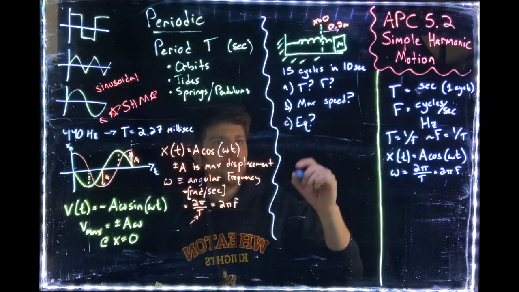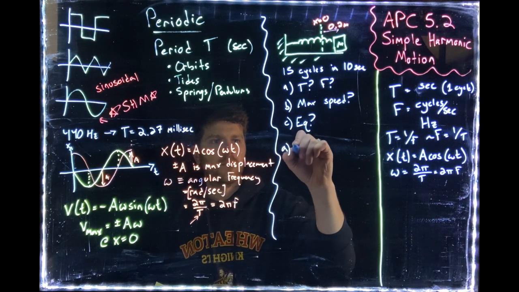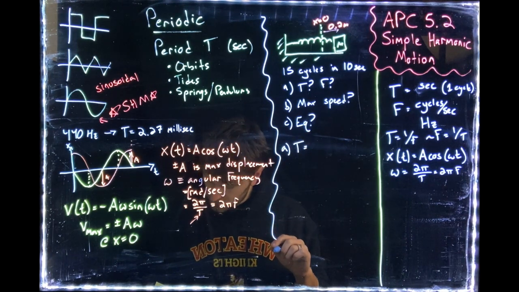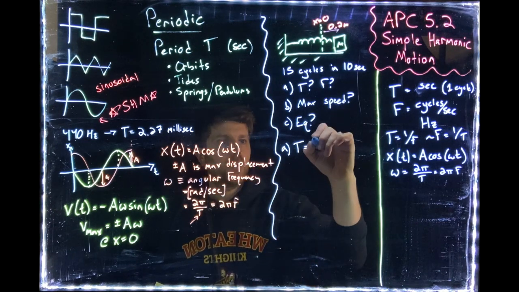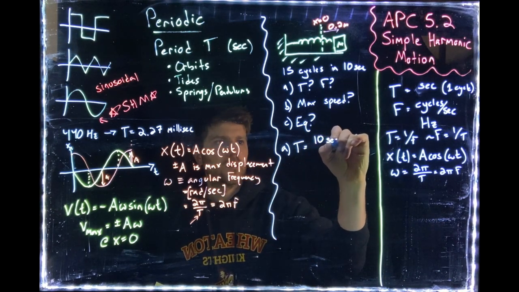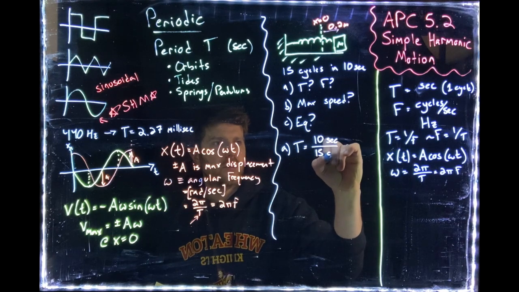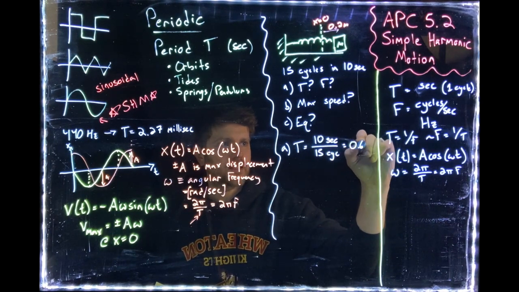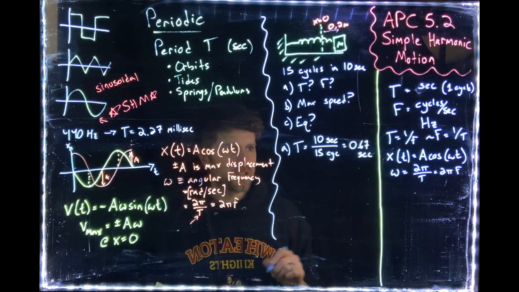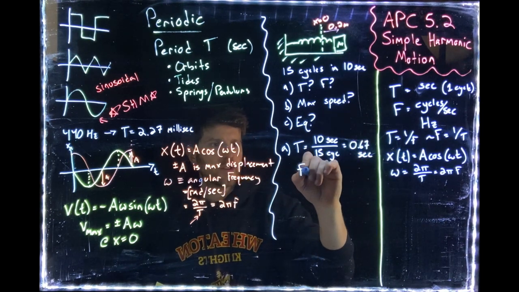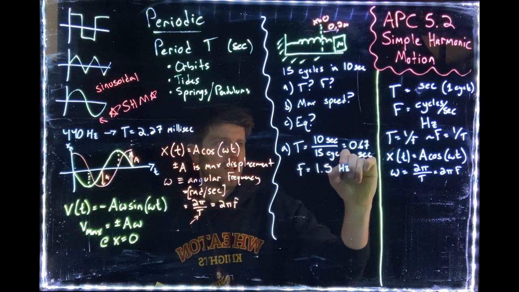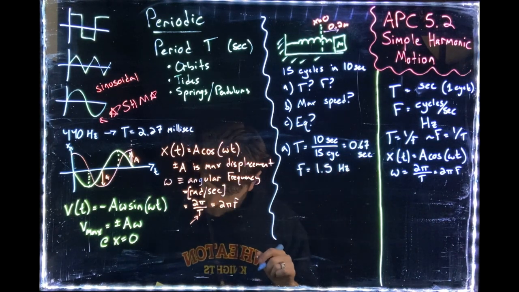All right. So to find the time period, remembering that this is seconds for one cycle, well, we do 10 seconds for 15 cycles, which gives us 2/3, 0.67 seconds for one cycle. Notice that the reciprocal of this is the frequency, so this is 1.5 hertz. It makes 1.5 cycles every second.